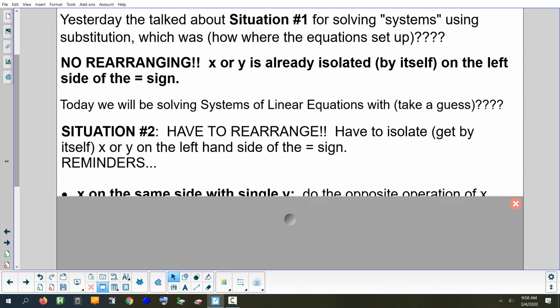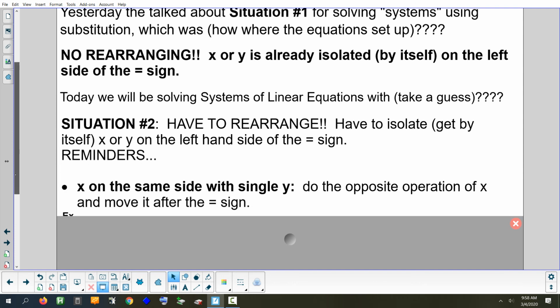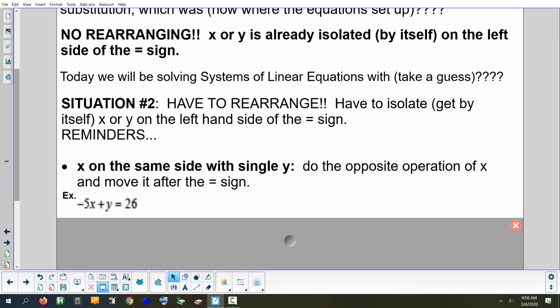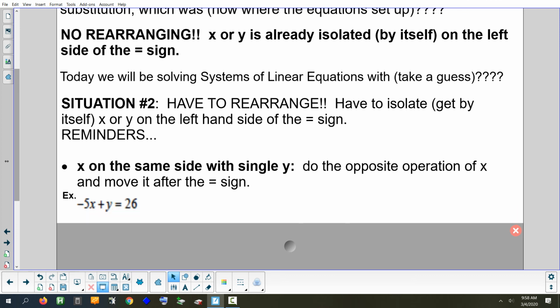All right. So couple reminders of how to get something by itself. If you had something like this, this is very easy to get a letter by itself here. There isn't one, but it's easy to do with one step. So if you have an x on the same side with a single y, all you have to do is the opposite operation to the x and move it to the other side, and you're done. That would be the only extra step.